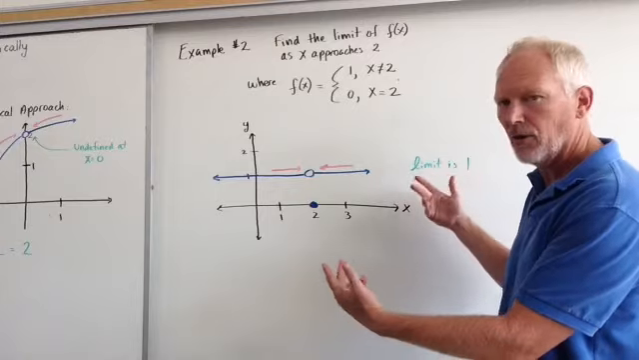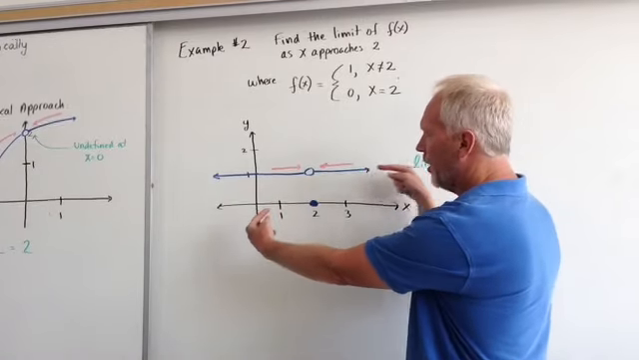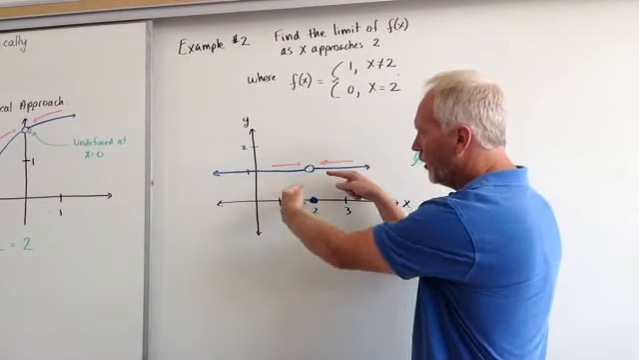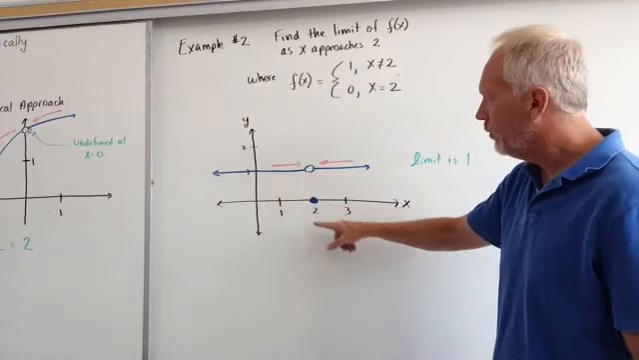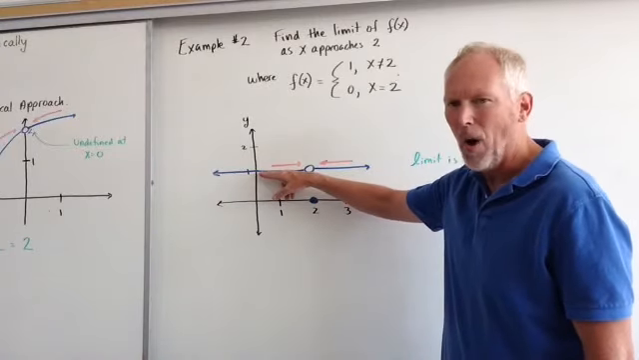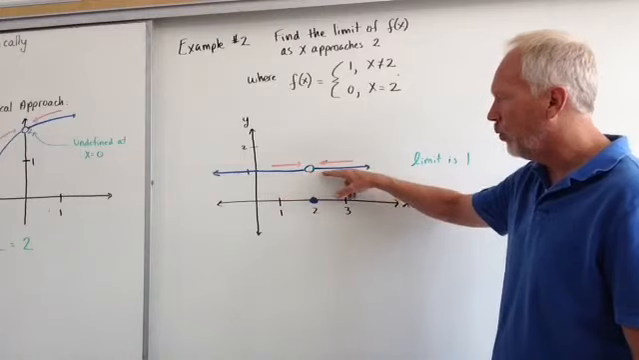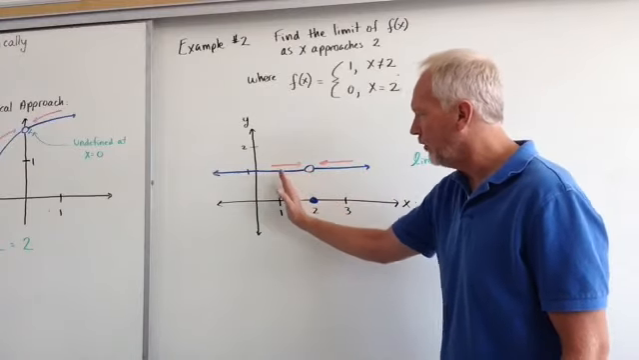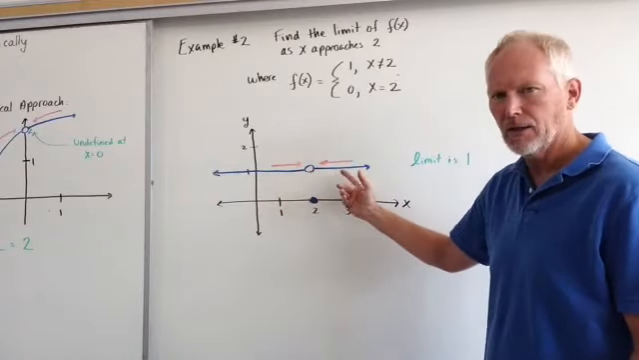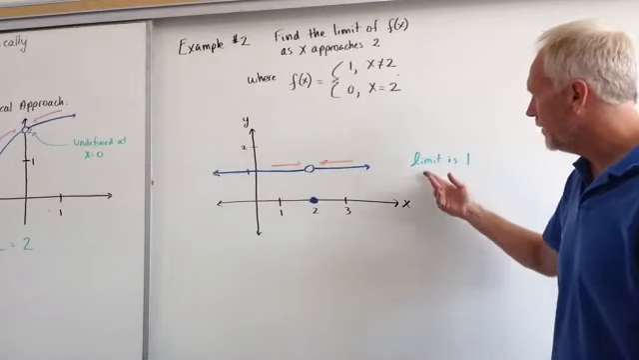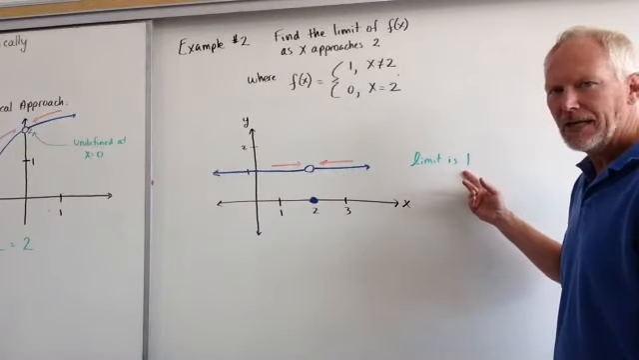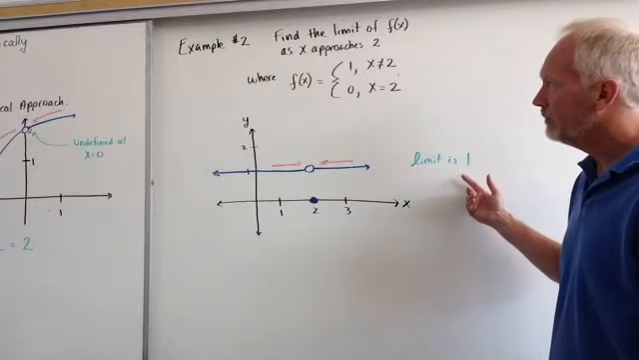But the limit, we're talking about the limit as x approaches 2 from the right and from the left. What are we getting closer and closer to? Well, we seem to be getting closer and closer to a y value of 1. All these values for these x's all go up and hit 1. And so we can say that then the limit is 1.